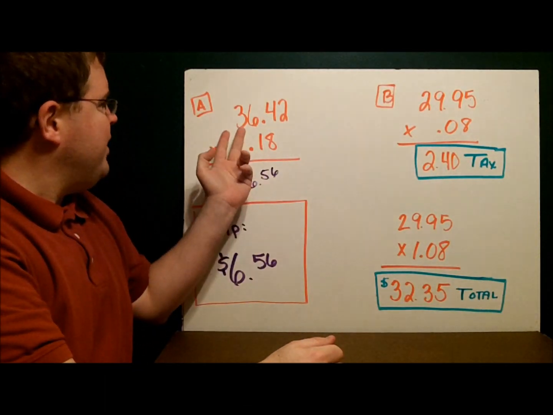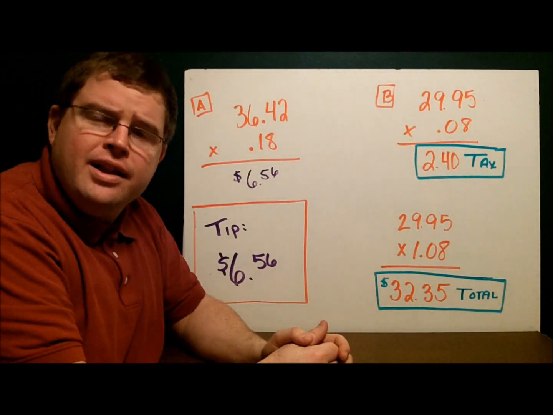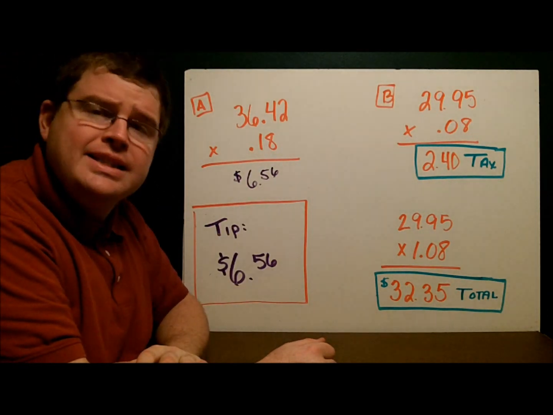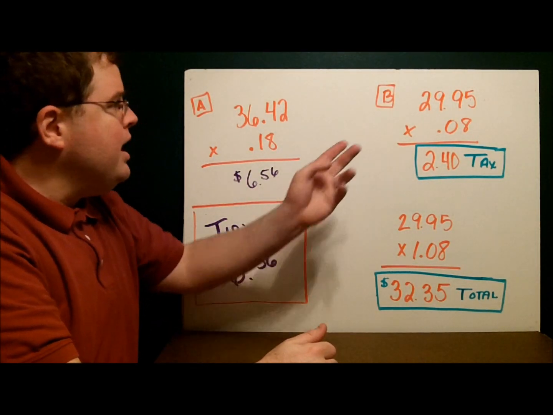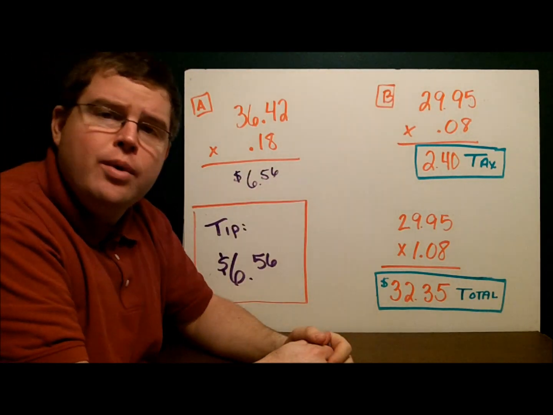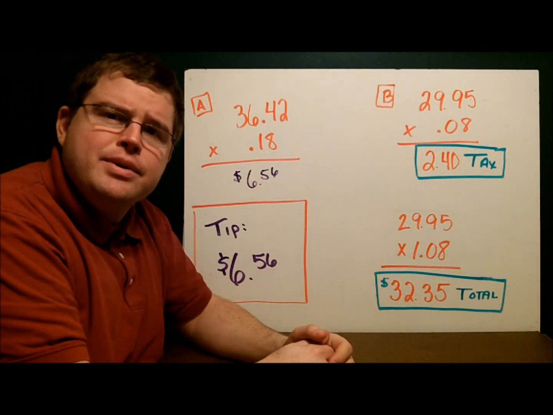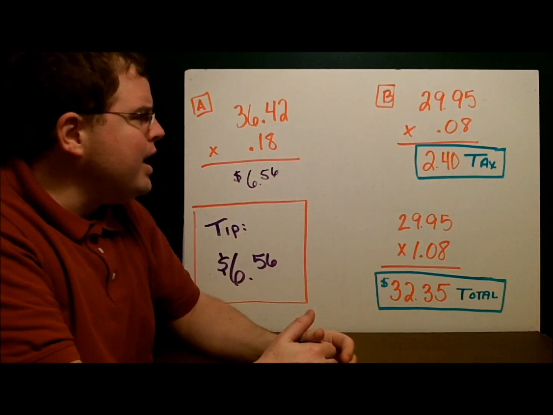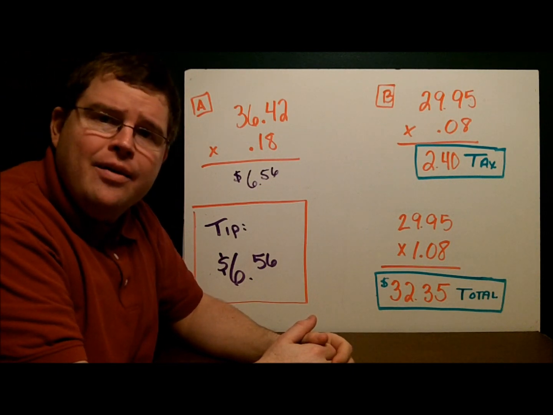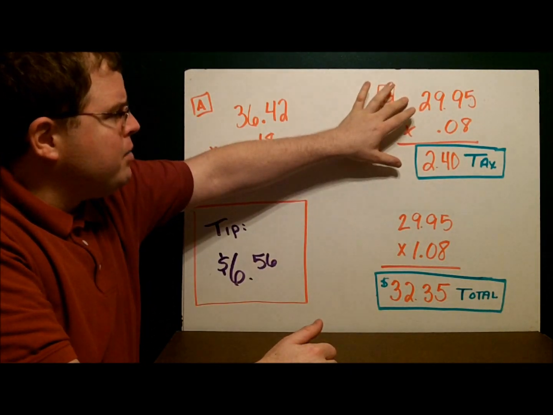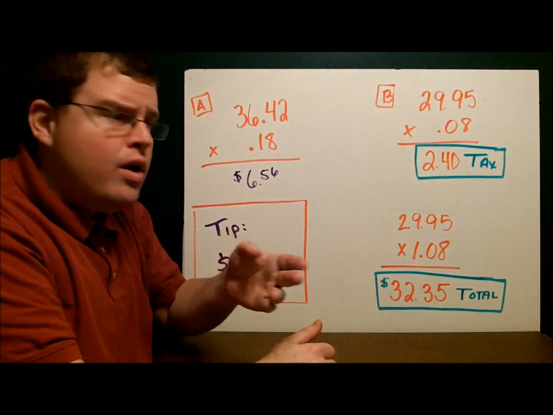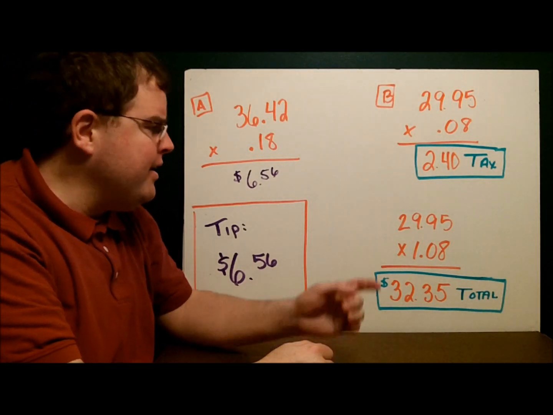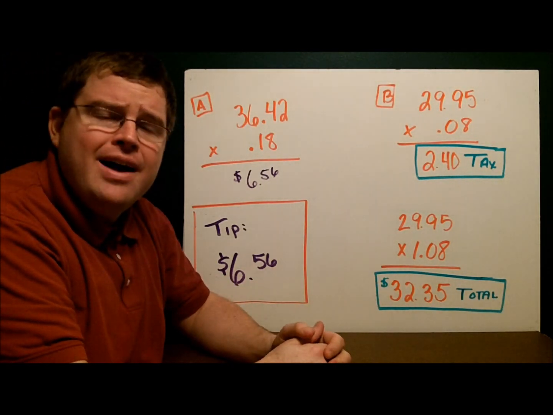In our first example, we have $36.42, and we wanted to leave an 18% tip. $36.42 times 18% is $6.56. In our second example, we had a video game for $29.95, and we're paying 8% sales tax. The sales tax is $29.95 times 8%, $2.40. We want to find out the total. At this point, we could either add the price of the game plus the tax, or we could just take the price of the video game, multiply it by 108%, and come up with $32.35.